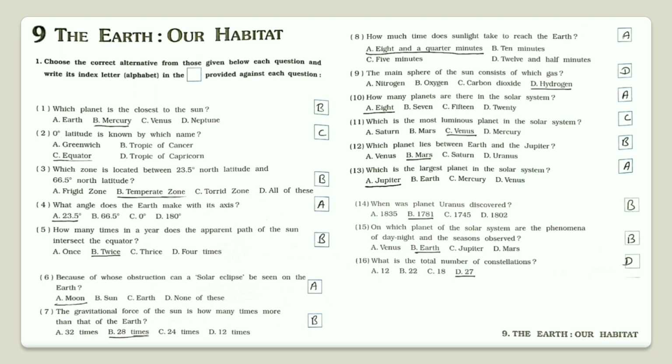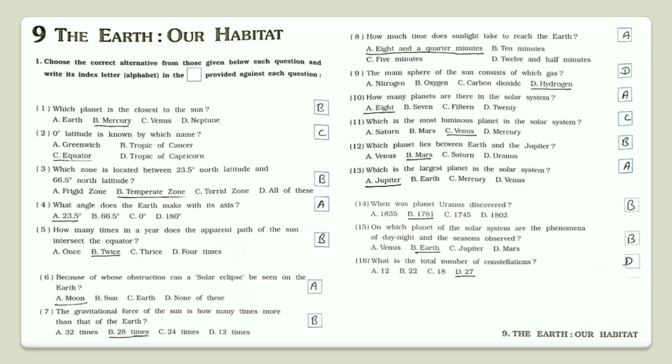the equator? So B, twice. Sixth number: because of whose obstruction can a solar eclipse be seen on the Earth? So A, Moon. Seventh number: the gravitational force of the Sun is how many times more than that of Earth? B, 28 times. Eighth number: how much time does sunlight take to reach the Earth? A, 8 and a quarter minutes.